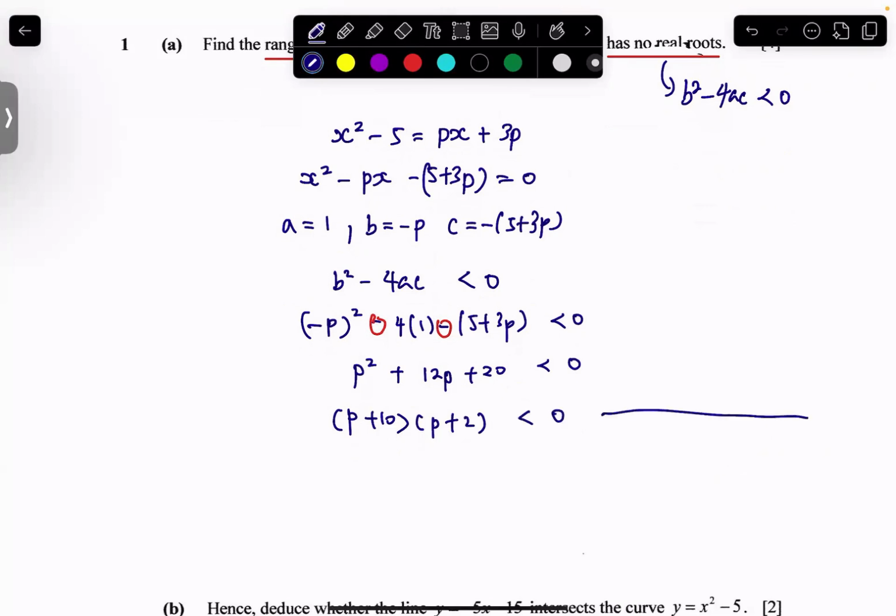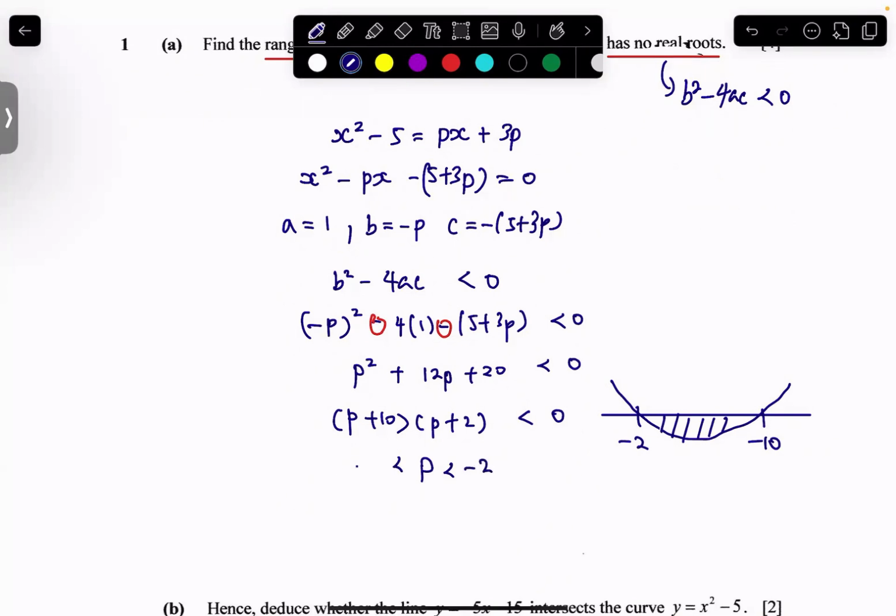So draw the number line. When solving inequality, always need to have number line. So negative 2, negative 10 are my roots. P square is positive, so it's a smiley face. Less than 0, so we're looking at this region. So p is less than negative 2, more than negative 10. Sorry, this one I read wrongly. Negative 10 is less than p is less than negative 2. So answer.